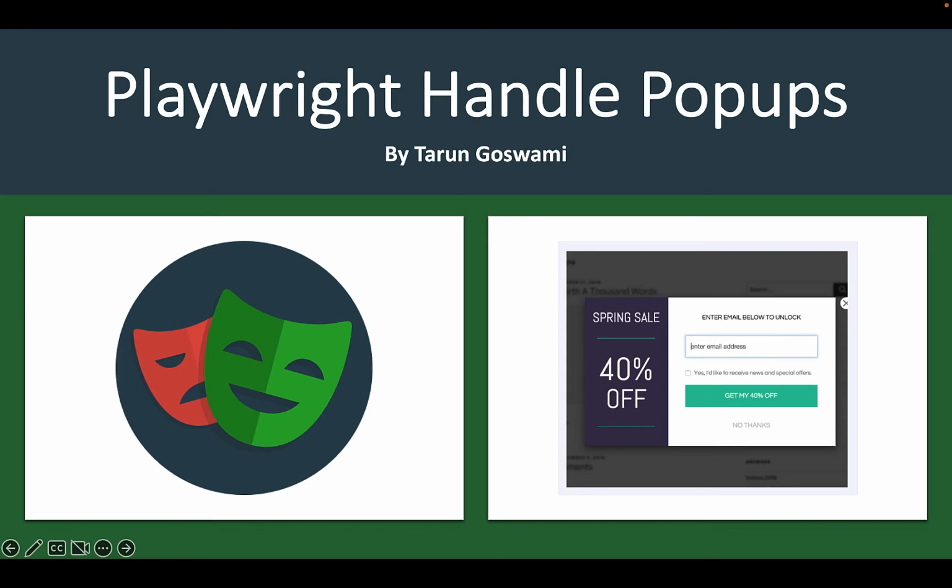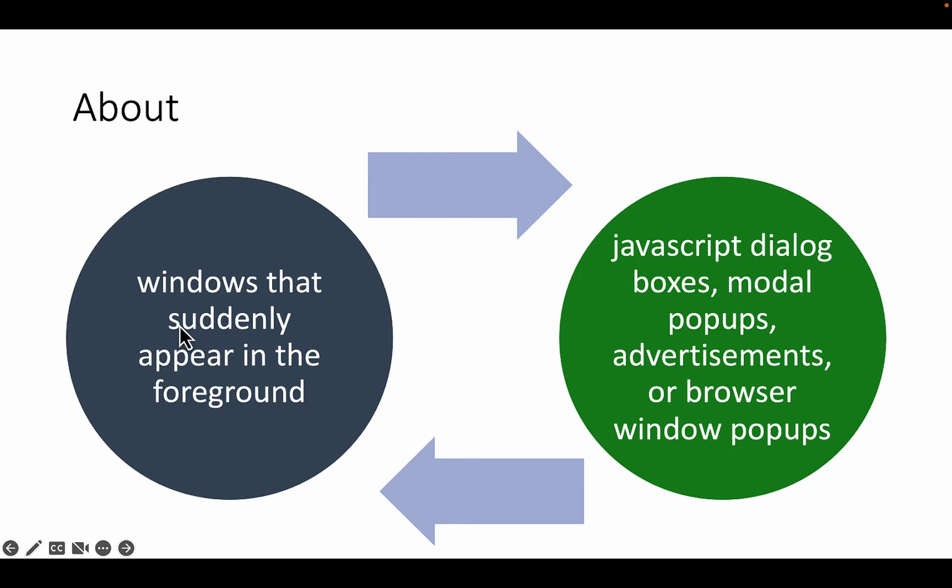Hello everyone, today let's discuss how to handle pop-ups in Playwright. Pop-ups are windows that suddenly appear in the foreground of the application while browsing or performing some action. This could be JavaScript dialog boxes, modal pop-ups, advertisement pop-ups or browser window pop-ups. Let's discuss how to handle different types of pop-up.